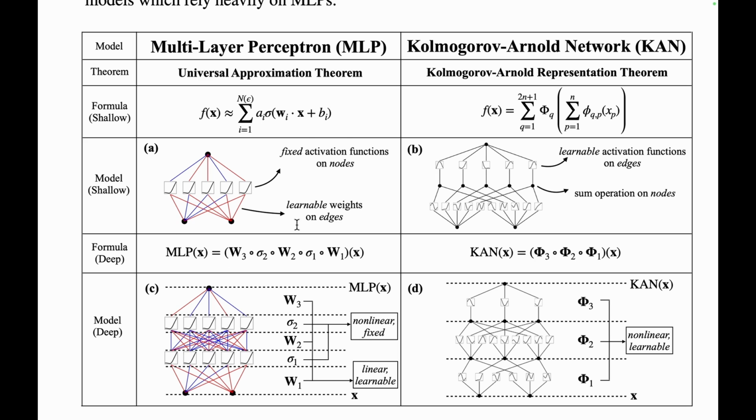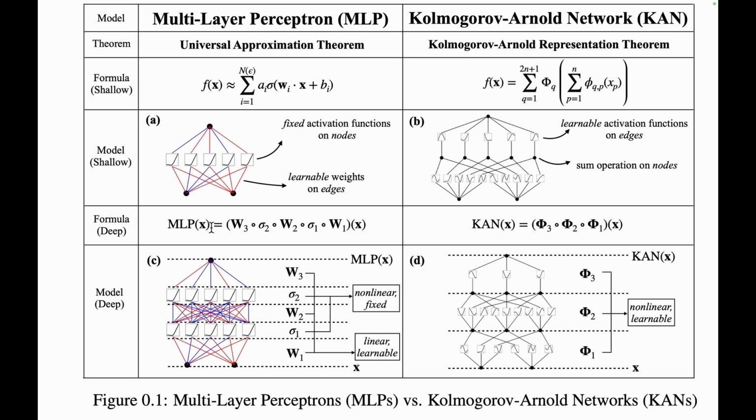The MLPs are represented by this familiar network where we have fixed activation functions, which are these nodes. We have these edges flowing between the nodes, which are the learnable weights. And when it comes to KANs, we have the summation operation happening on the nodes. Each of these black dots represents the sum operation, and we have these learnable activation functions on the edges. We can see that the shape of these functions is all different because they are learned on the go during training, and we really cannot determine what the eventual shape of these functions will be.